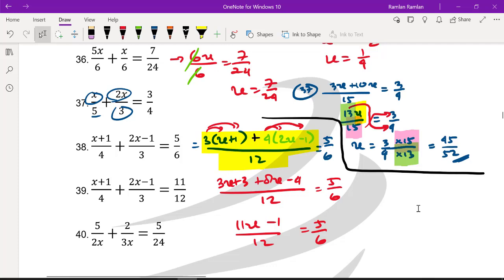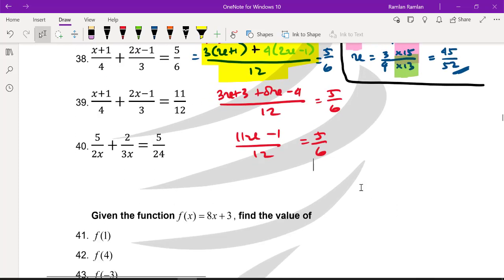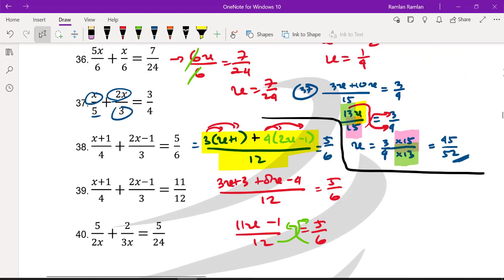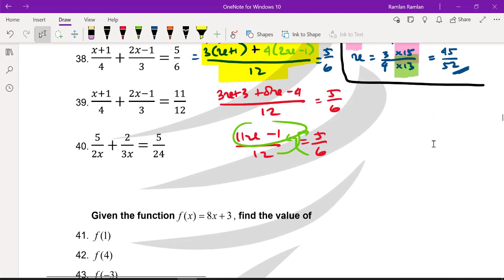Now this time, we're going to do what we call a cross multiplication. So this guy goes there, and this guy goes there. The same thing like we did over here, right? But just remember that if you have like terms like this, you need to put brackets. That's going to be very, very crucial. So for this one, you will get 6 multiplied by 11x minus 1.